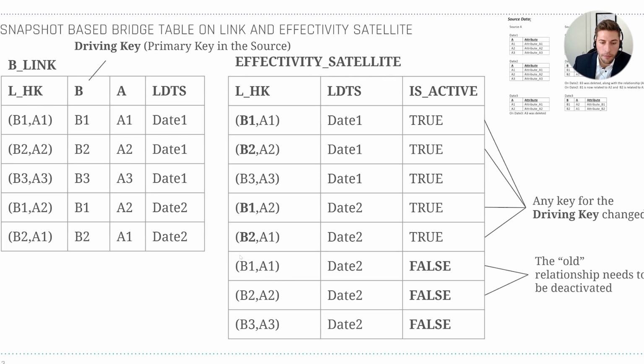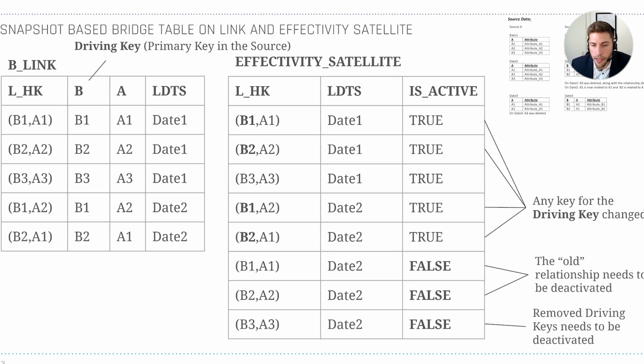So that means this one here, B1A1, which we have here at the very top, and the B2A2, which we also have here. Now we mark it as is active false, right? So that we have this update. And the last step here is to also remove the B3 here, because it's completely disappearing.